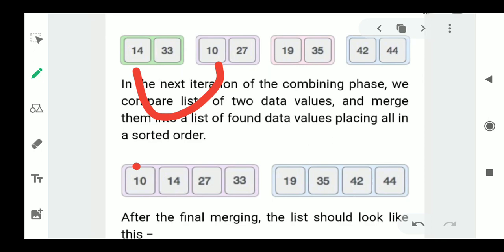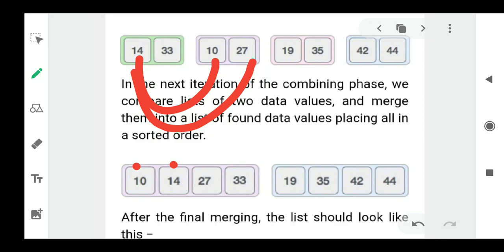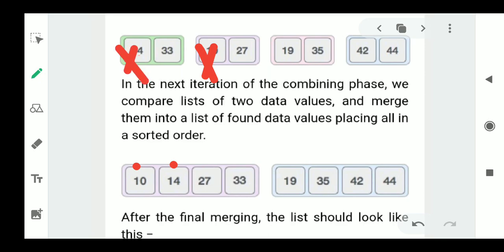Now only three elements are there in the array: 14, 33 and 27. We have compared 14 with 10. Now we are going to compare 14 with 27. 14 is smaller, so we have taken 14 into the list. After taking 14 into the list, 10 is not there, as it is already taken, and 14 is also not there now.